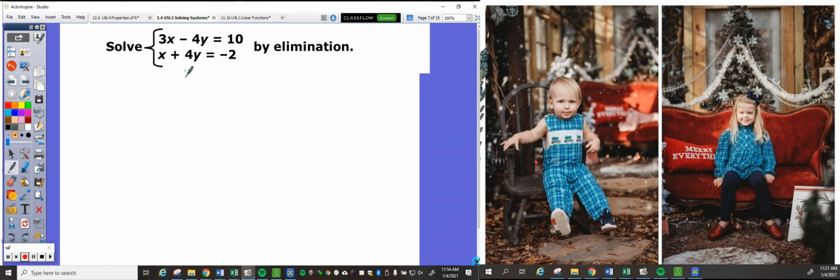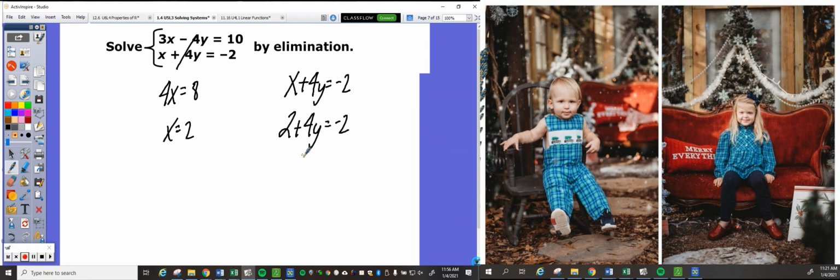All right, so I want you to solve this by elimination. We immediately recognize that for my y's, I have a -4 and a +4, so if I add them together, this is going to eliminate. We have 4x equals 8, so x equals 2. Plug this back into either one of the originals, so I'll take the bottom one, so x plus 4y equals -2. So 2 plus 4y equals -2. So 4y equals -4. And so y equals -1. So my solution is 2, -1.